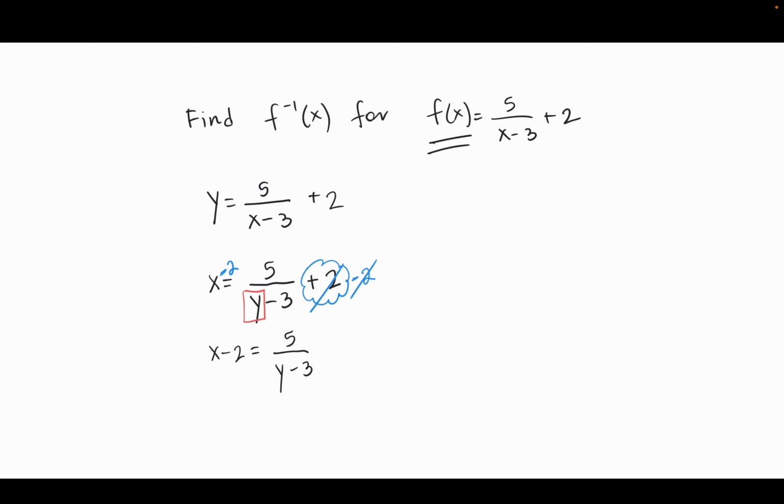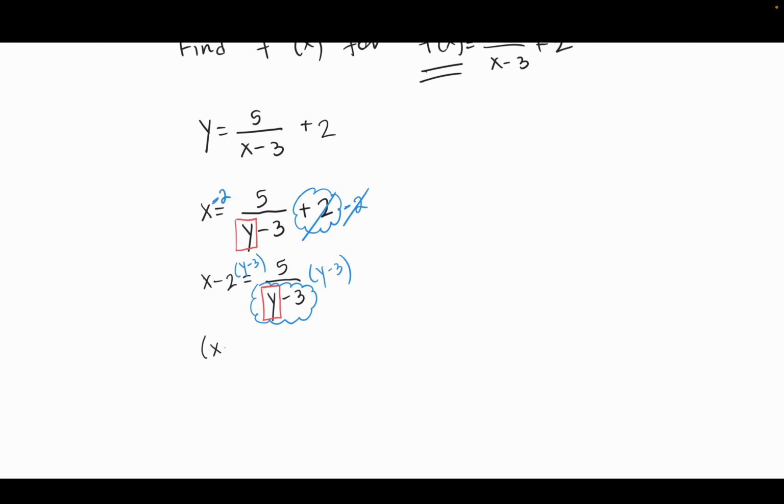Now remember, the ultimate goal is to get this y by itself. As of right now, the y is at the bottom of the fraction. So the next thing to do would be getting whatever is at the bottom of the fraction, the y minus 3, and bringing it to the top of the fraction. I will do that by multiplying both sides of the equation by y minus 3. So I'll multiply by y minus 3 on the left and by y minus 3 on the right.